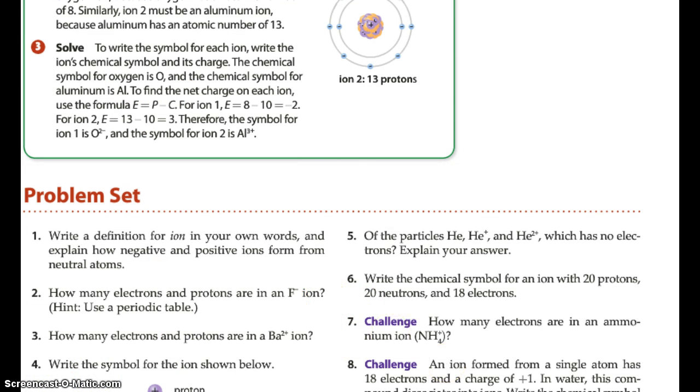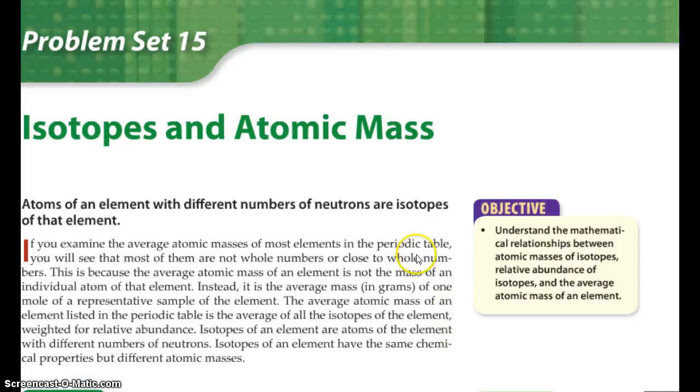All right, let's go ahead to the next part. Problem set 15, isotopes and atomic mass. Objective, understand the mathematical relationships between atomic mass of isotopes, relative abundance of isotopes, and the average atomic mass of an element. Atoms of an element with different numbers of neutrons are isotopes of that element.